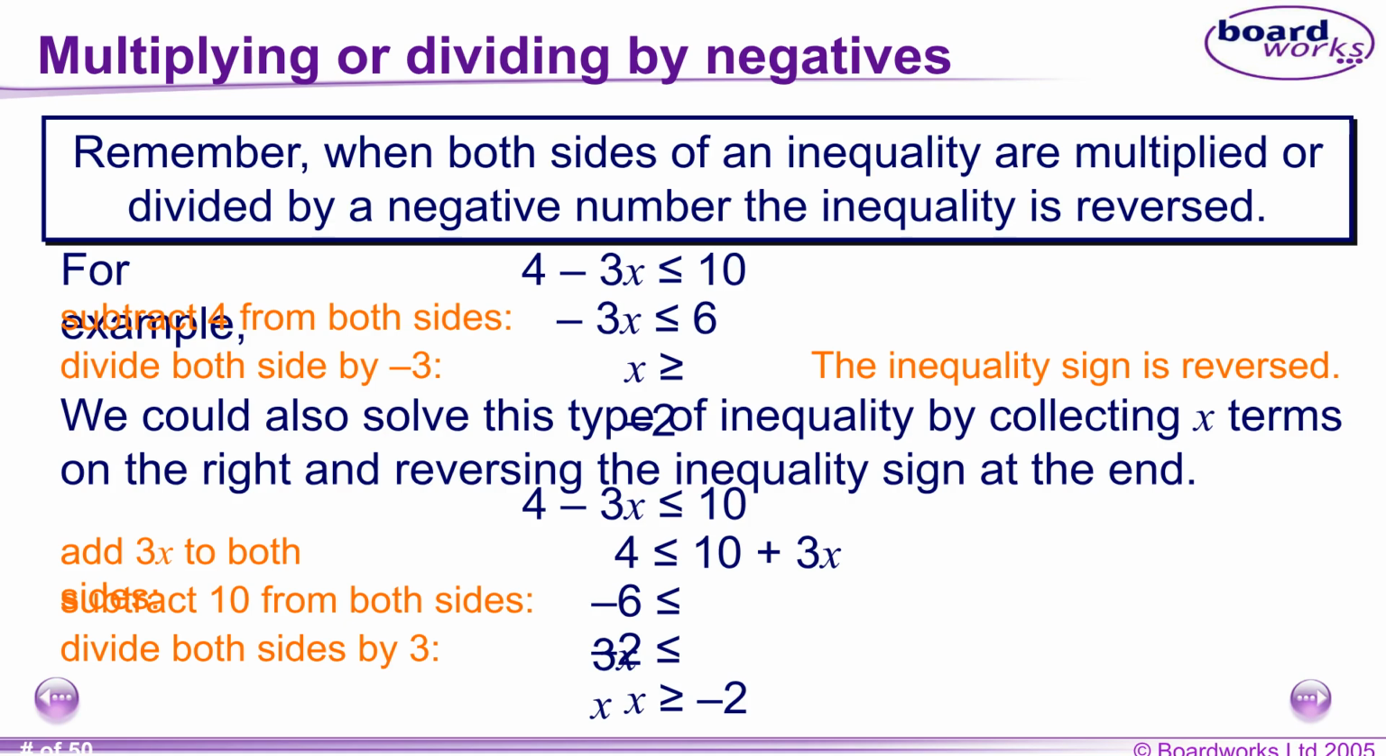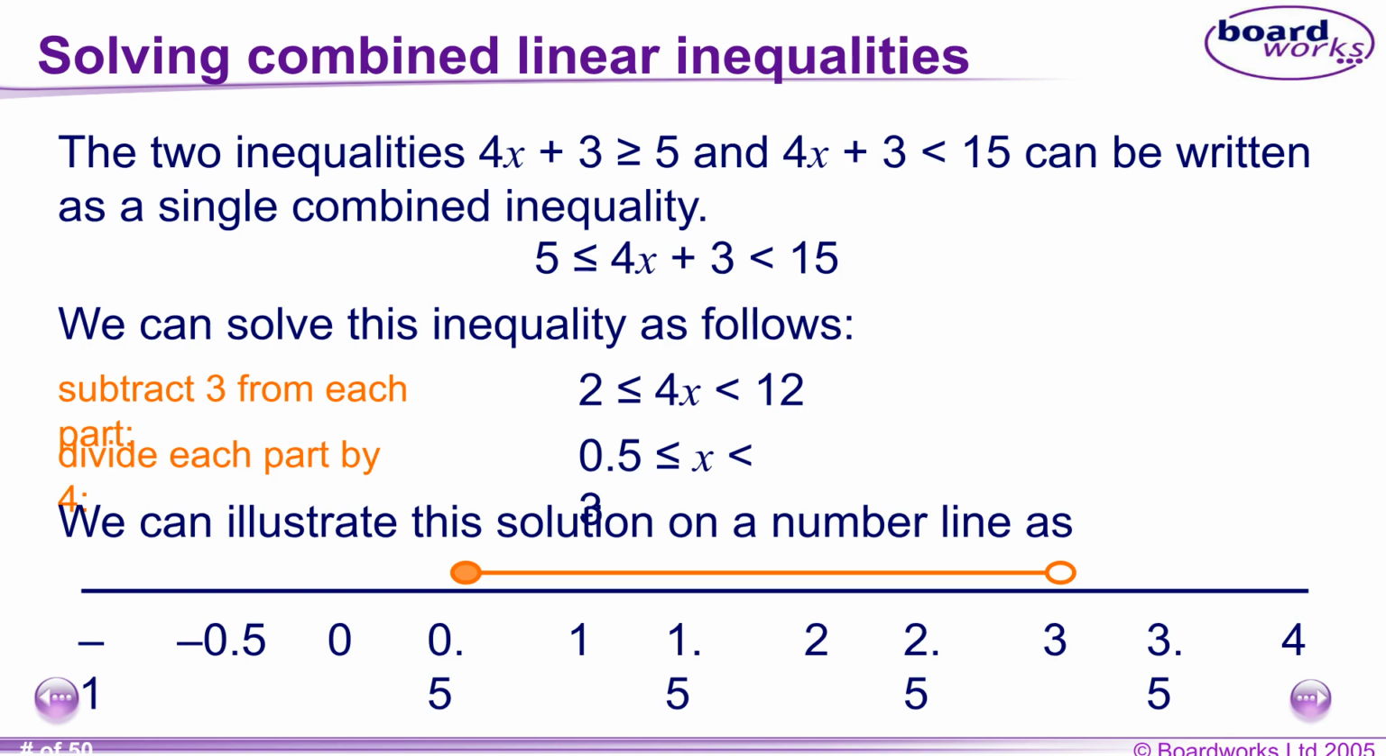For example, to solve 4 minus 3x is less than or equal to 10, subtract 4, then divide by -3. The sign reverses, giving x is greater than or equal to -2. Alternatively, move the x terms to the right side, giving the same result. We can write two separate inequalities as a single combined inequality, such as 5 is less than or equal to 4x plus 3, which is less than 15.